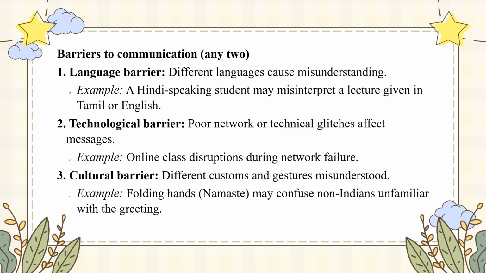Barriers to communication. I usually ask for two or three. So you can give me any that you know. I've just mentioned three here. Language barrier. Different languages cause misunderstanding. So a Hindi speaking student may misinterpret a lecture given in Tamil or in English. Technological barrier. Poor network or technical glitches affect messages. For example, online class disruption during network failure.